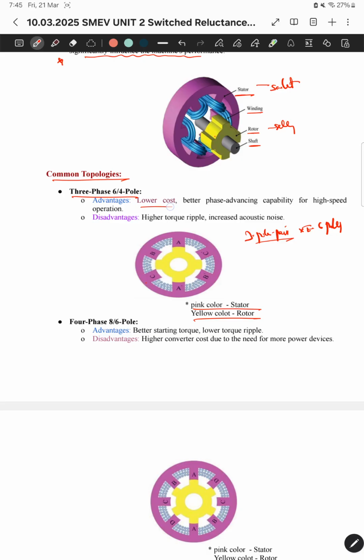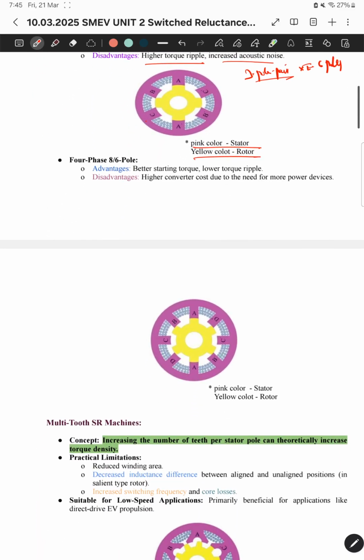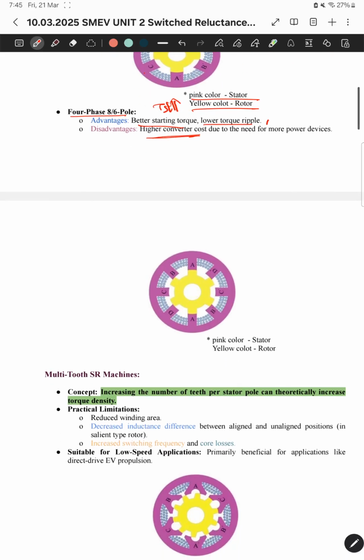And what is the advantage here? It is lower cost, better phase advancing capacity, and coming to the disadvantage, higher torque ripple, and noise is also increased. There is one more combination, that is 8x6. What are the advantages here? That means 8 poles in the stator and 6 poles in the rotor. The advantages are we are able to generate improved starting torque, and torque ripple is comparatively reduced. And coming to the disadvantage, higher converter cost. Converter cost is increasing because there are more poles, so each time I need to energize each pole separately.